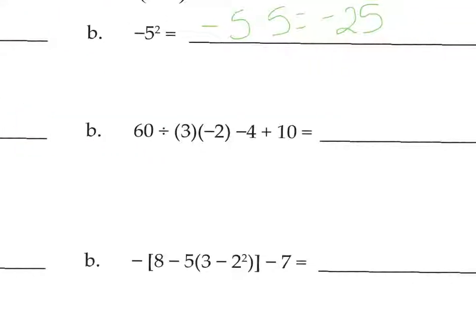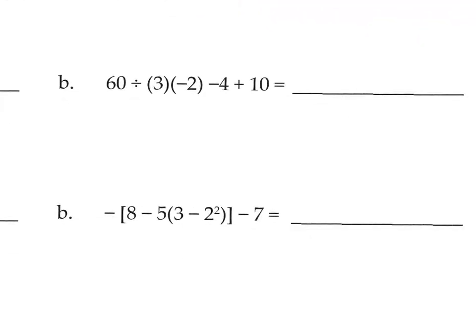So let's look at B over here. There aren't any operations in these grouping symbols, and there aren't any exponents. So we're just going to start with multiply and divide left to right. And again, here's a divide, and here's a multiply. We have to work them left to right. So we're going to have to do this divide first, then this multiply. So 60 divided by 3 is 20, times negative 2 is negative 40. Then bringing down the negative 4 and the plus 10 that I haven't used.